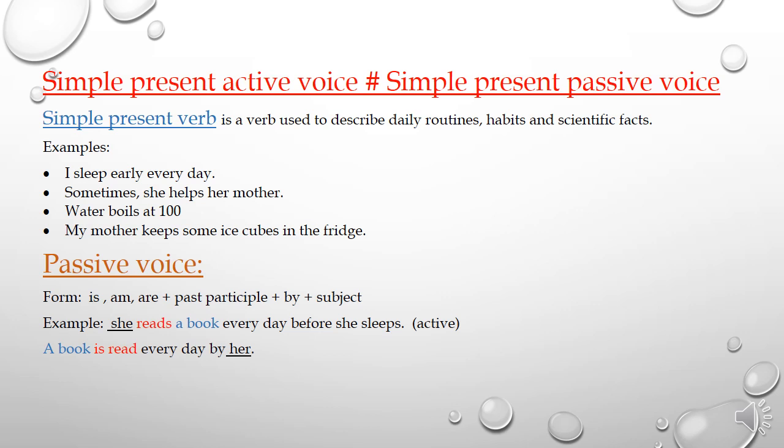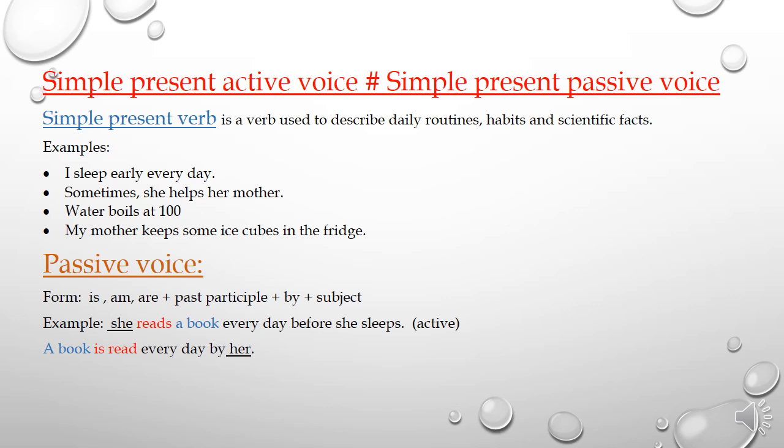For example, I sleep early every day. Sometimes she helps her mother. Water boils at 100 centigrade. My mother keeps some ice cubes in the fridge. These sentences are all active. Why? Because we have a subject, and of course, we have a verb and an object.